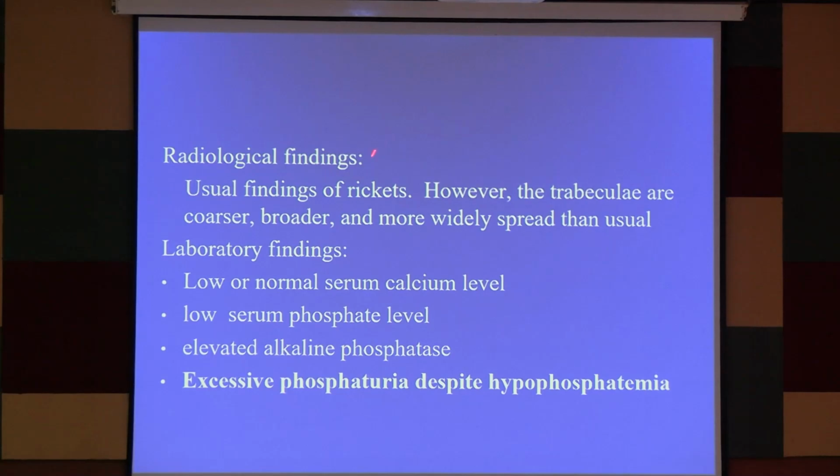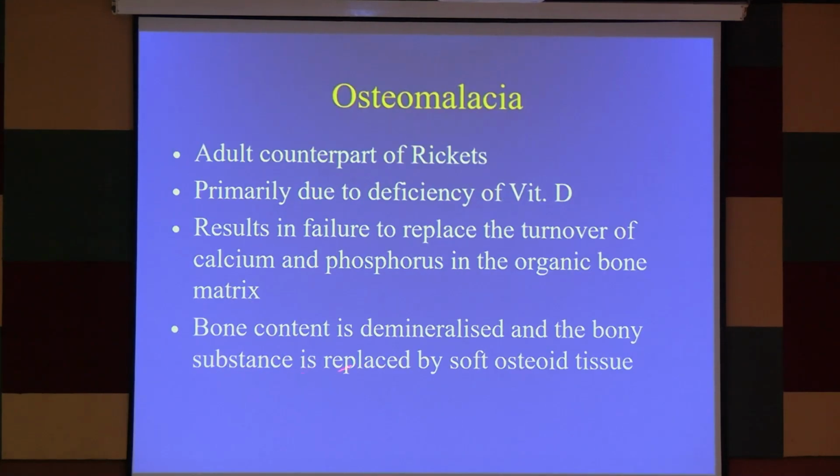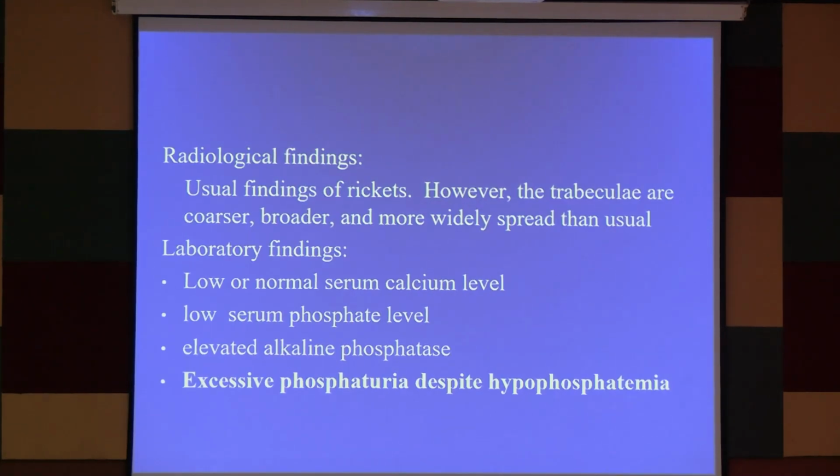You get similar radiological findings and laboratory findings. The calcium could be low or normal. Because of defective absorption of phosphate in the kidney, the phosphate level is low. And interestingly, though the blood phosphate is low, you get phosphaturia because of the defective absorption. So these are important laboratory findings in hypophosphatemic rickets.